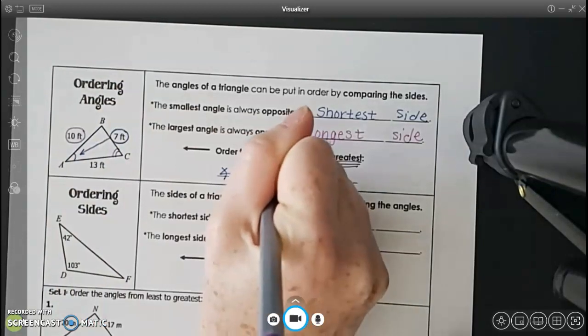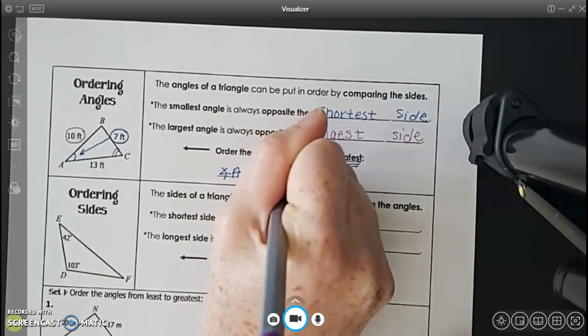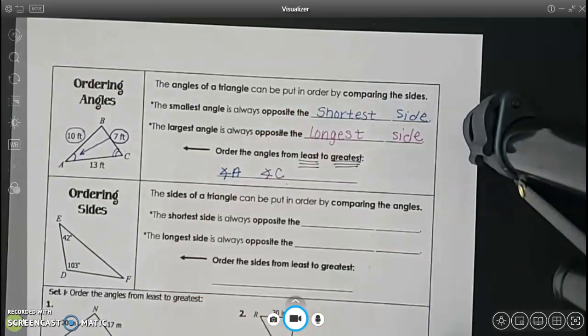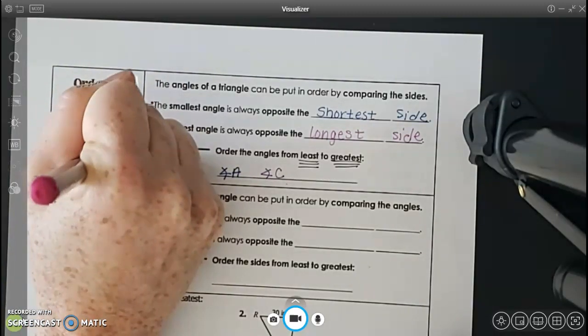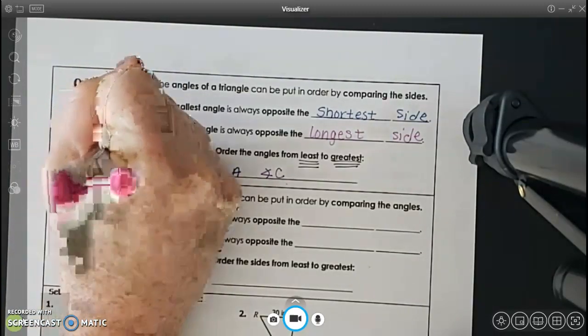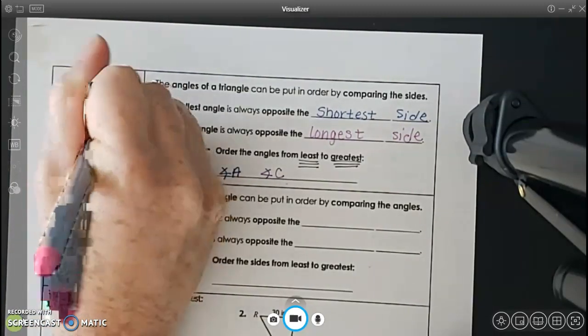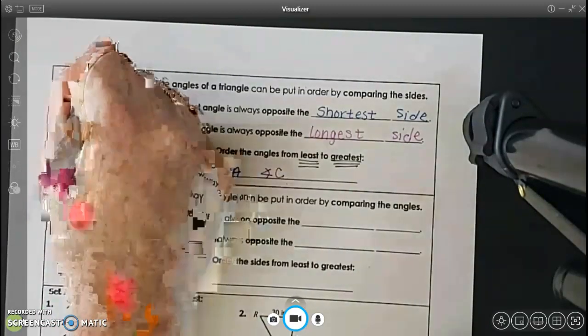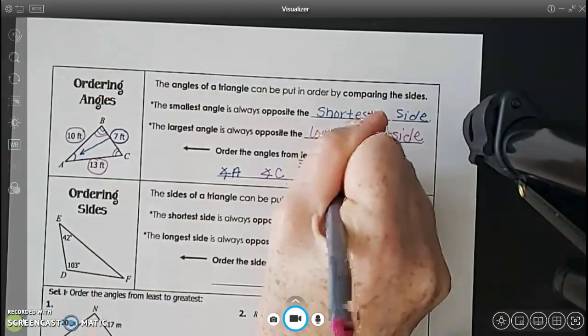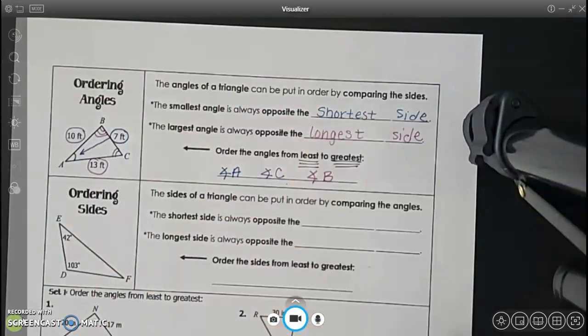And then the longest side is 13, and 13 is across from angle B. So the angles would be angle A, angle C, and angle B, and that's ordered from least to greatest.